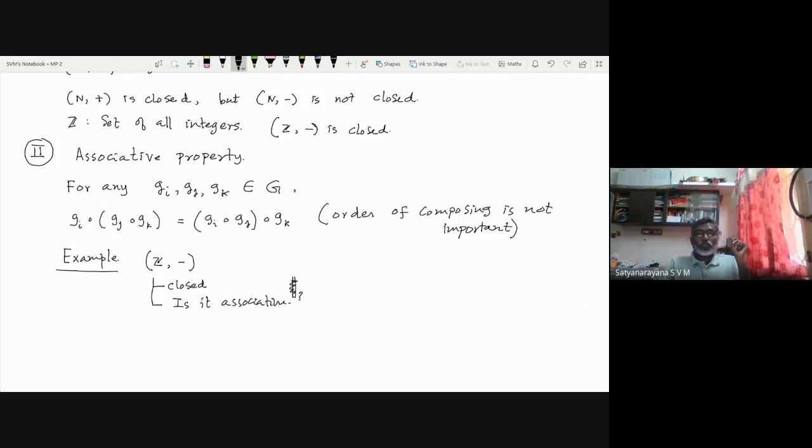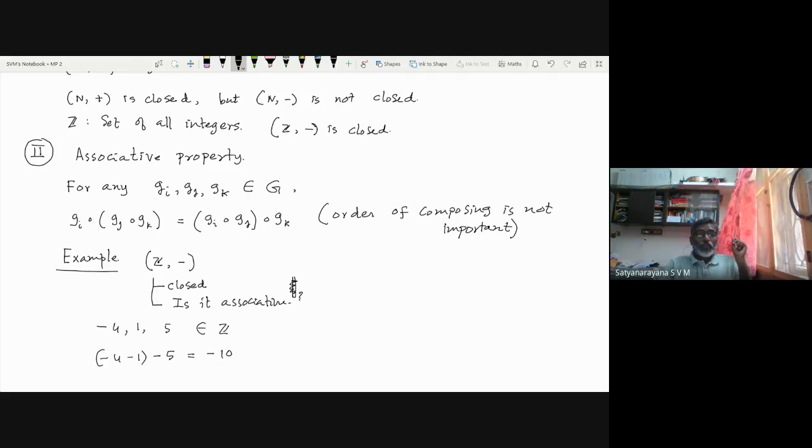Okay, so we ask this question: is this associative? For example, let us take -4, -3, 1, 5, something like that. Then what is our binary composition? Binary composition is minus. So let's say -4, -1, -5. So this is equal to how much? -5 minus 5 is -10.